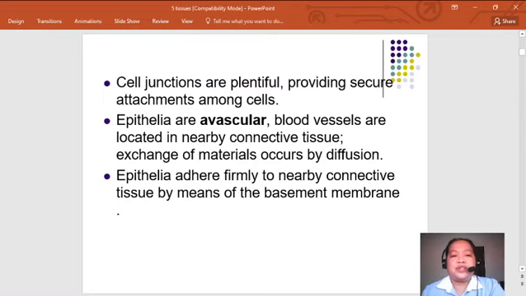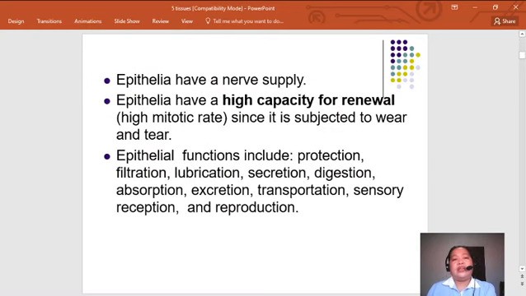Now, cell junctions are plentiful, providing secure attachments among cells. Another characteristic of epithelial tissues is that they are avascular. Blood vessels are located in nearby connective tissue, close to the basement membrane. So epithelial cells adhere firmly to nearby connective tissue by means of the basement membrane. Now, epithelial tissues have a nerve supply.